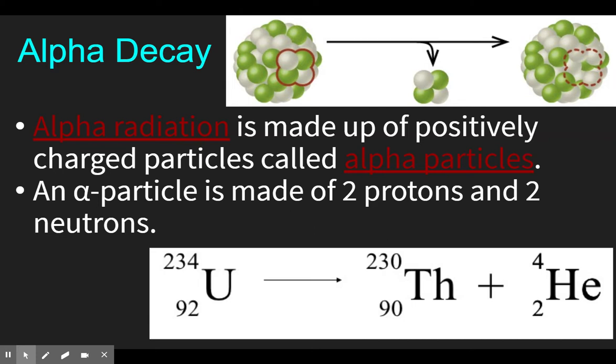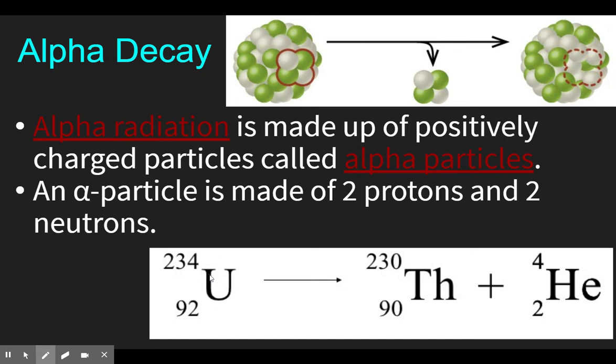But it's also important to think about what the implications of that are for the nucleus, the thing that just fell apart. How did that atom change when it lost two protons and two neutrons? So take a look at this example down here. We're going to look at the example of uranium 234, which is a uranium atom, and all uranium atoms have 92 protons. And it's specifically the isotope uranium 234, meaning that its mass number is 234.